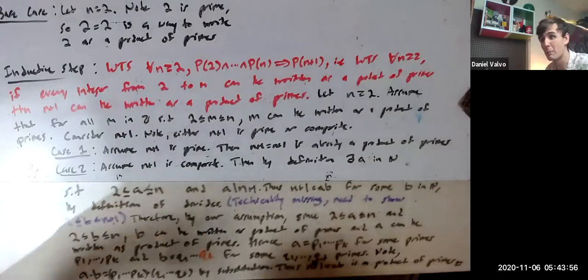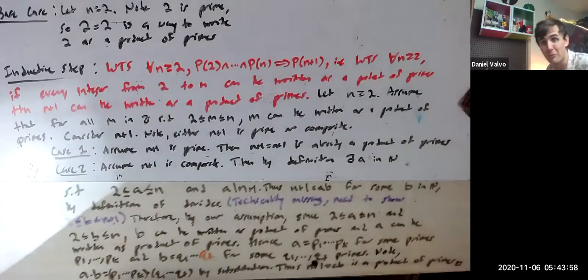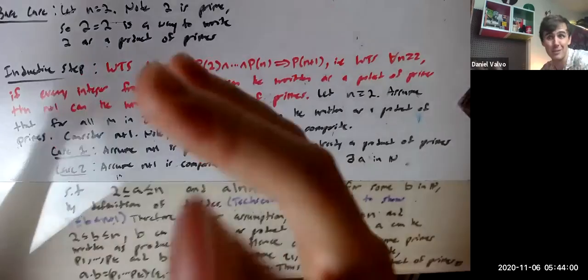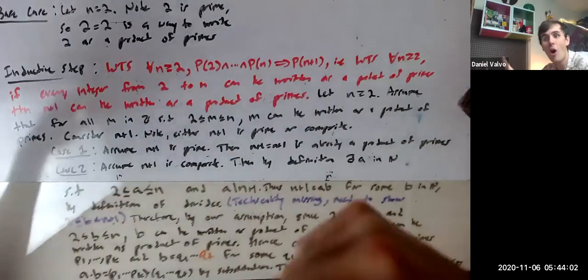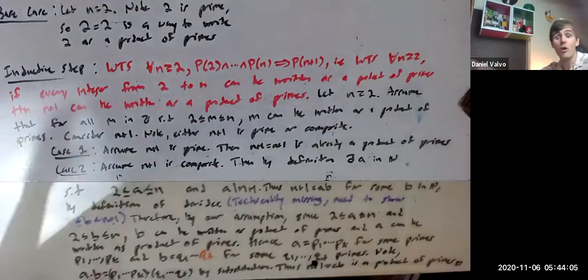That means 3 is guaranteed to be a product of primes. 4 is guaranteed. 5 is guaranteed. 6 is because everything before it is. 7 is because everything before it is. 8 is because everything before it is. On and on and on. So you prove it for all integers.